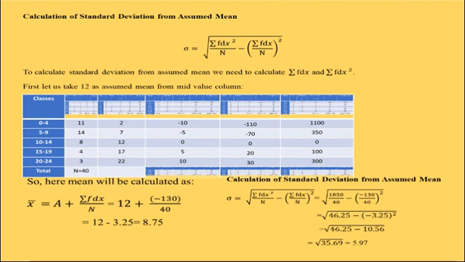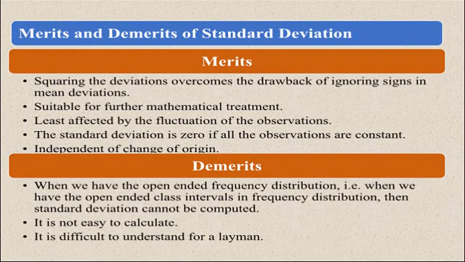Now we have to insert these values in the formula under root summation f dx square divided by n minus summation f dx divided by n raised to power 2. We will get standard deviation from assumed mean for group data, which is 5.97. Now in this slide, we will go through merits and demerits of standard deviation.